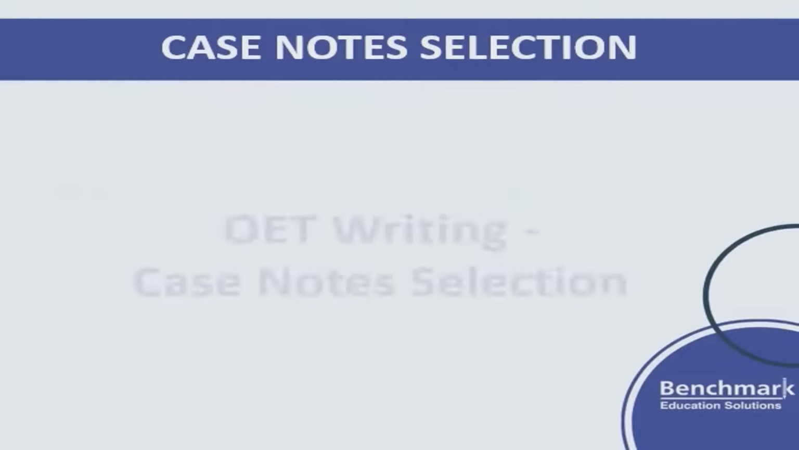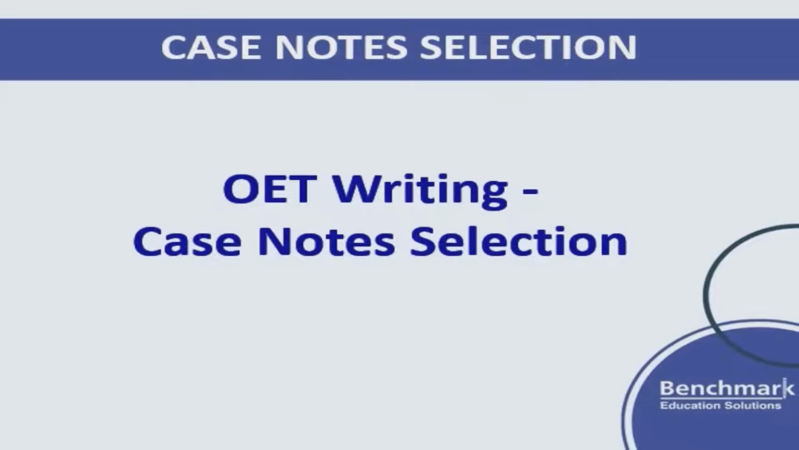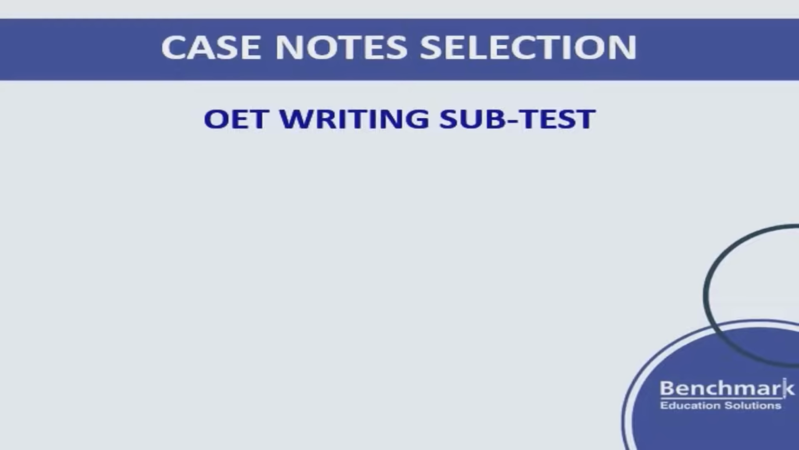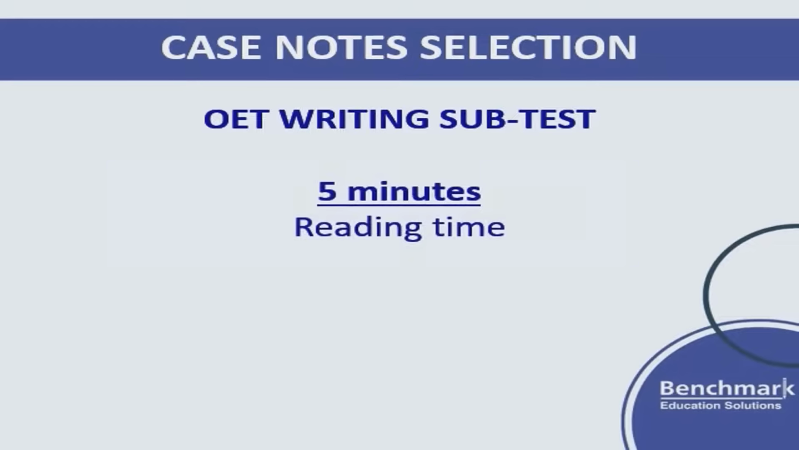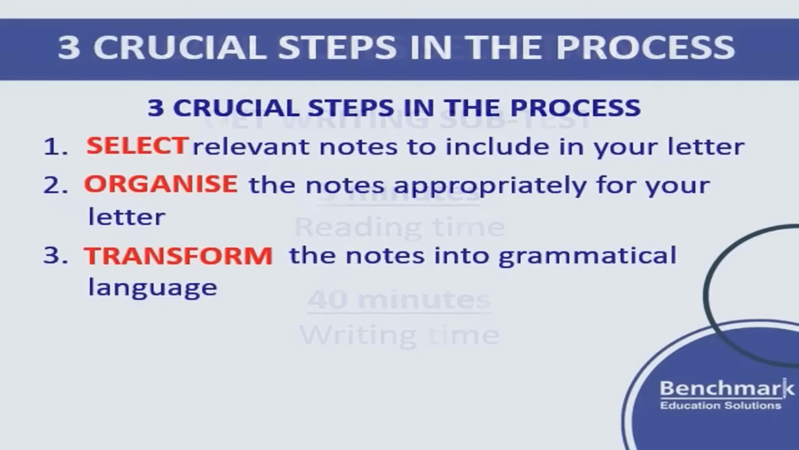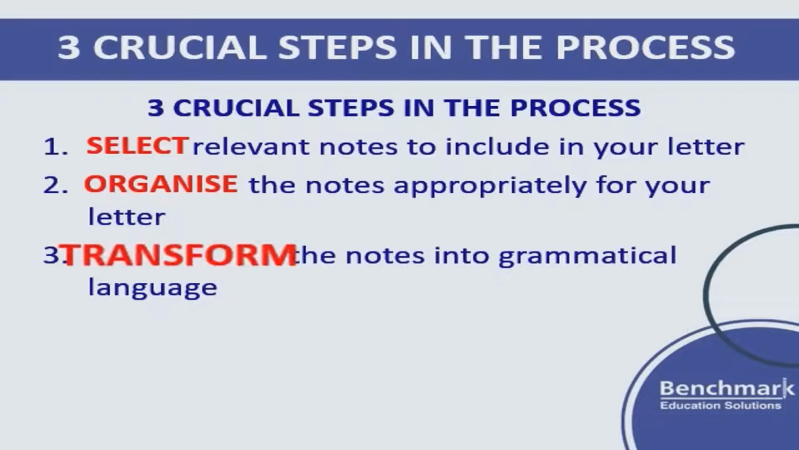Today we are going to focus on case note selection for OET Writing. In your OET Writing subtest, you will need to write a letter based on case notes given. You will be given 5 minutes as reading time and 40 minutes to write your letter. Time is precious. In order to get a good grade in your test, you will need to select relevant case notes, then organize them logically, and finally transform them into proper sentences.